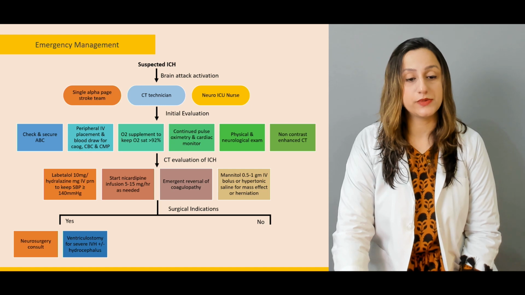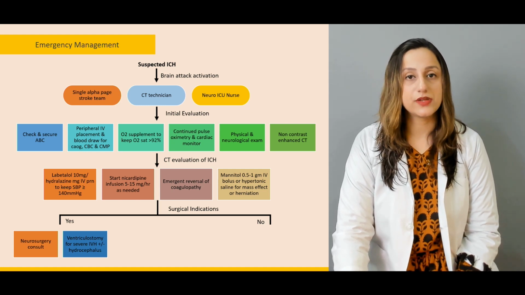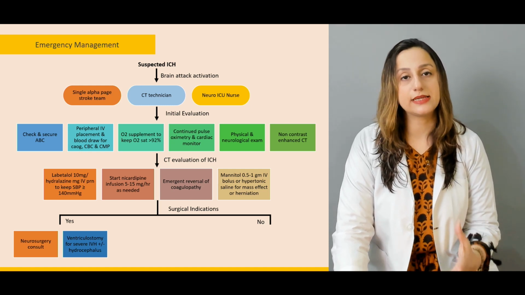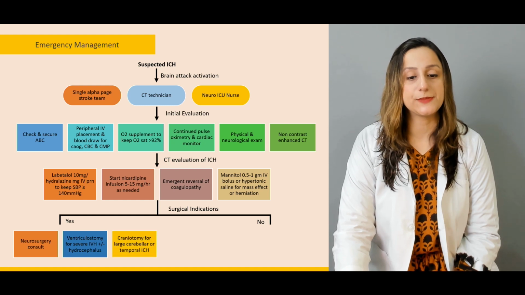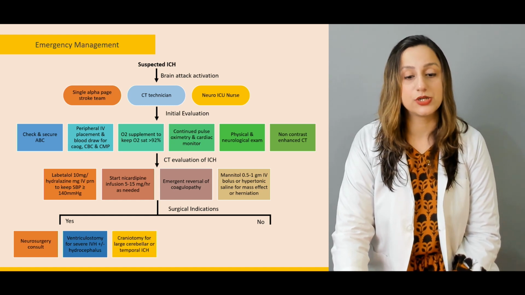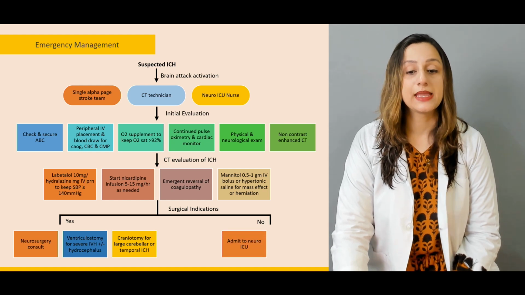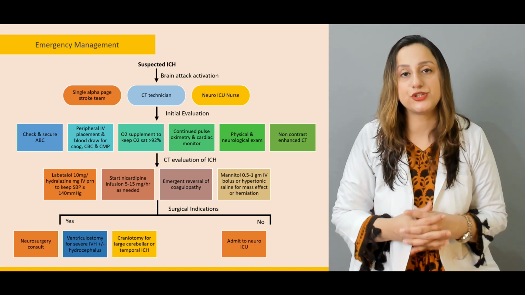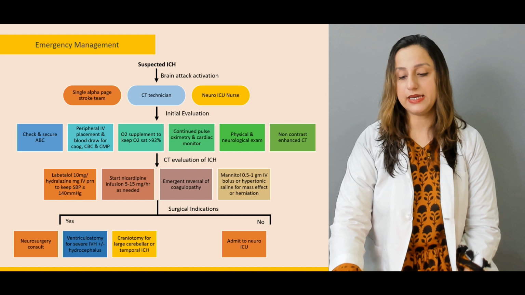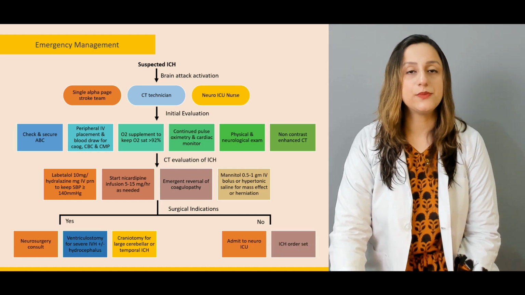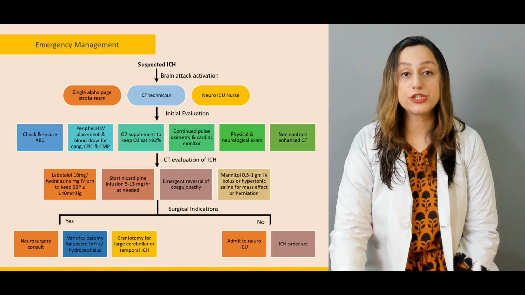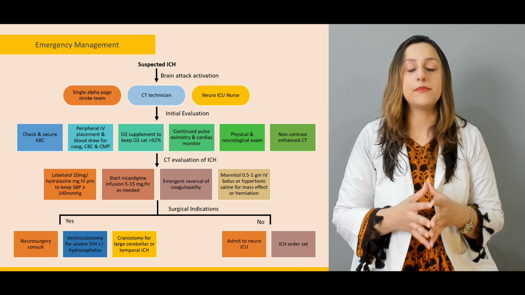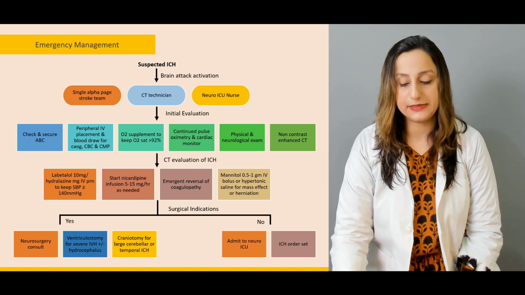Ventriculostomy is one of the options out there. And if it is a patient of hydrocephalus, you're going to note it down and then subject it to some sort of surgical intervention. Craniotomy for large cerebellar or temporal intracranial hemorrhages. And if there are no surgical indications, you have to admit the patient to the intensive care unit and just have the symptomatic treatment performed for such patients. Order a set for an intracranial hemorrhage patient and then manage these patients symptomatically accordingly.